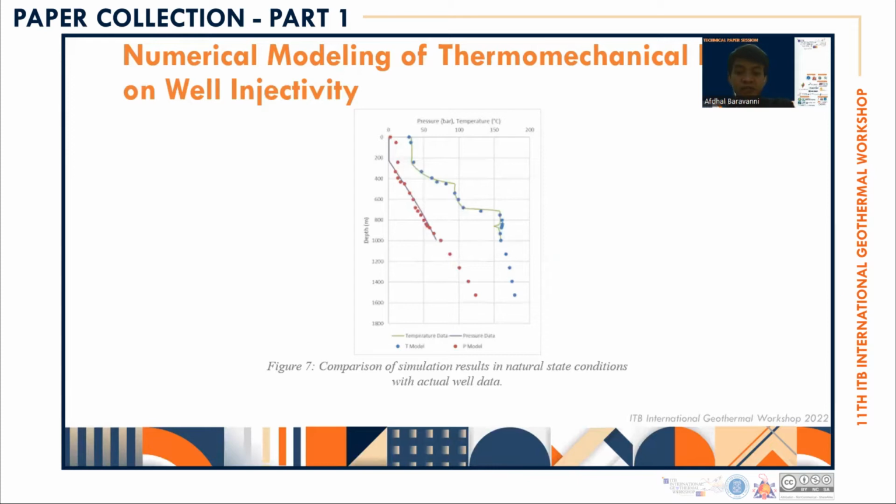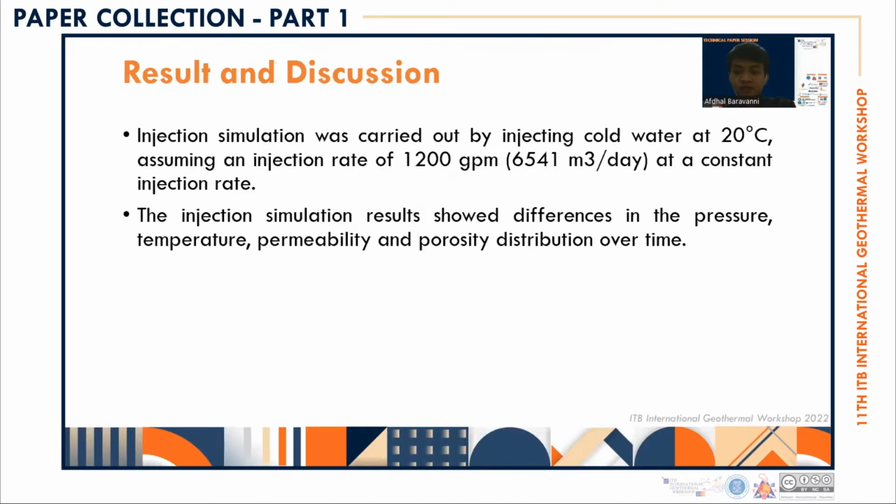The pressure and temperature results in the model are then plotted against the pressure and temperature data of the well. This shows the pressure and temperature plot of the model matching the field data. So the model can represent reaching the natural state condition. Then the pressure and temperature data are taken for the simulation at the exploitation stage.